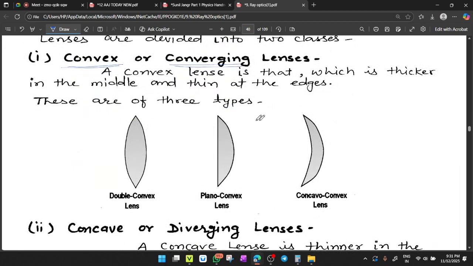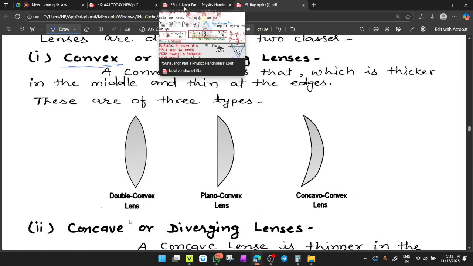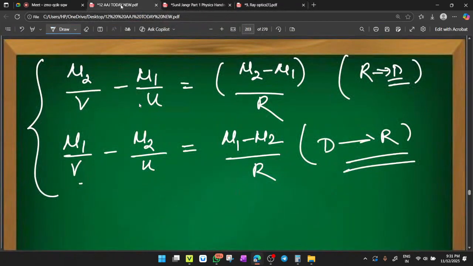These lenses are of three types. This is called the double convex lens. When both faces of the convex lens are convex, then it is called double convex or biconvex. Check here, the outer part of this lens is convex. Clear or not clear?